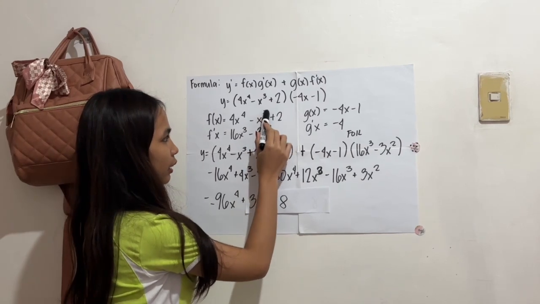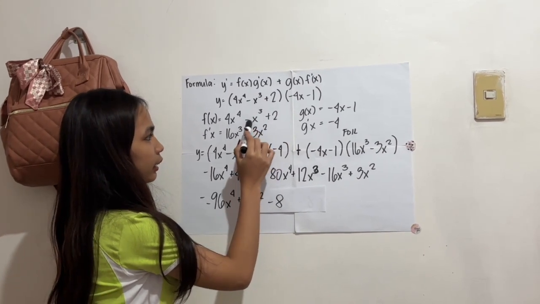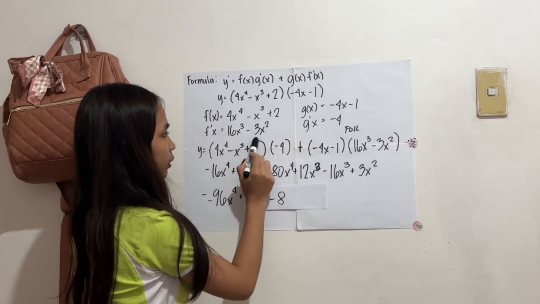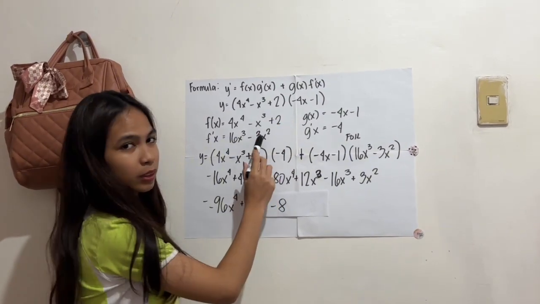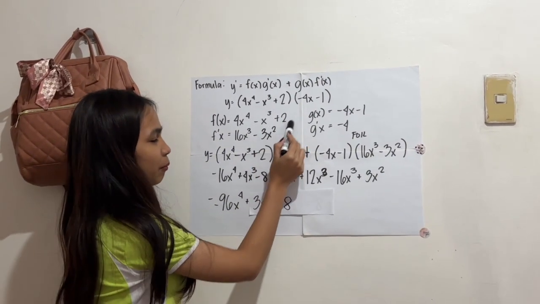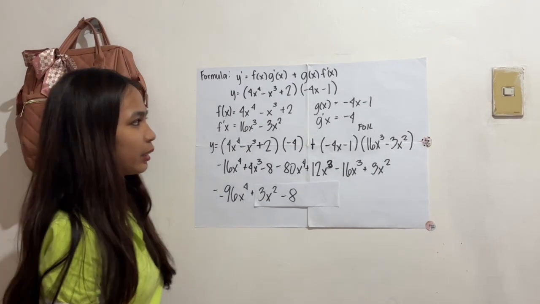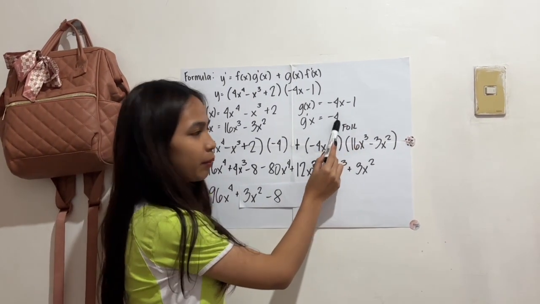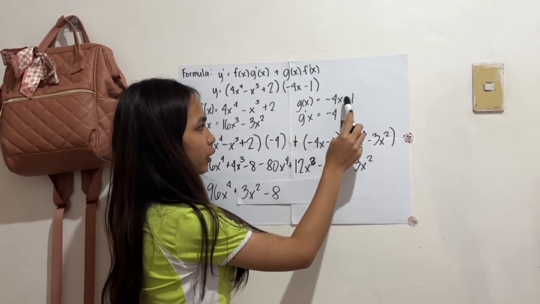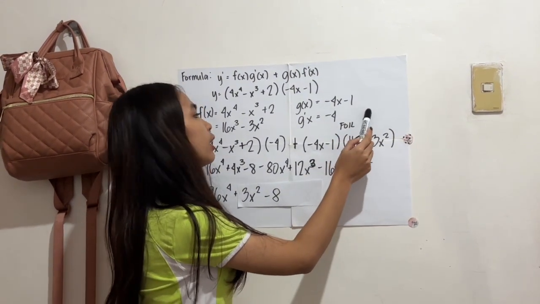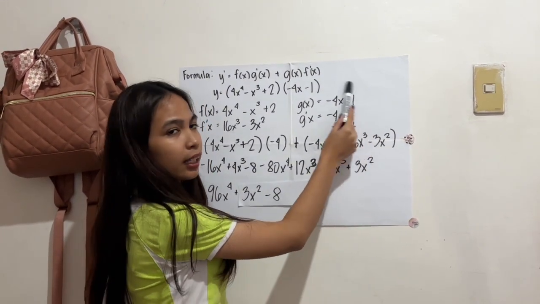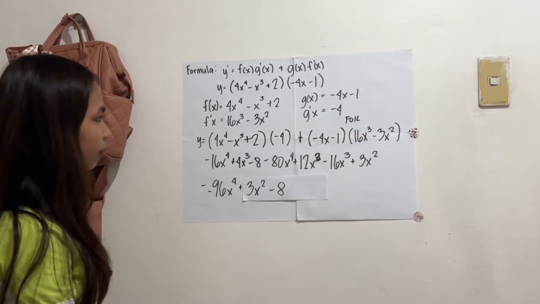And ganun din dito sa kabila. 3 times negative 1 is equals to negative 3. X, 3 minus 1 is equals to 2. Ganun dito sa 2, apply lang natin yung constant rule, kaya siya magiging 0. Ganun din dito sa kabila. Since walang exponent yung x dito, magiging negative 4 lang siya. And yung 1 dito, since constant siya, magiging 0 lang din.